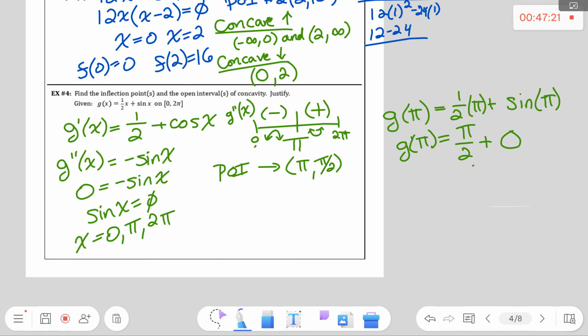Okay, now I know my point of inflection is there. Where am I concave down? 0 to pi, not included. Where am I concave up?